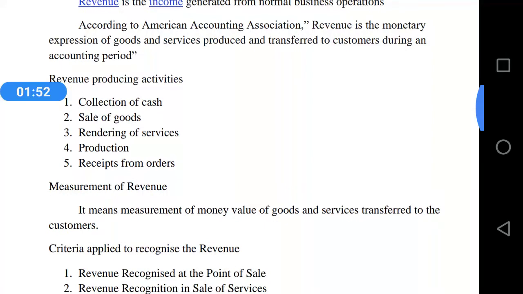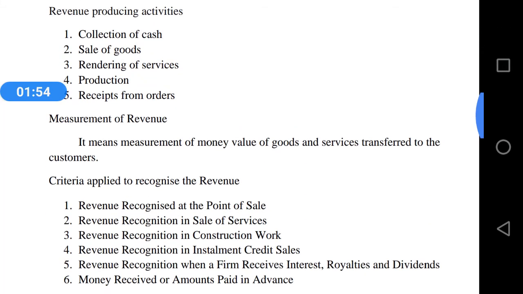Next concept is measurement of revenue. It means measurement of money value of goods and services transferred to the customer. So here measurement of revenue means nothing but expression of, or measurement of money value of goods and services which are transferred to the customer.